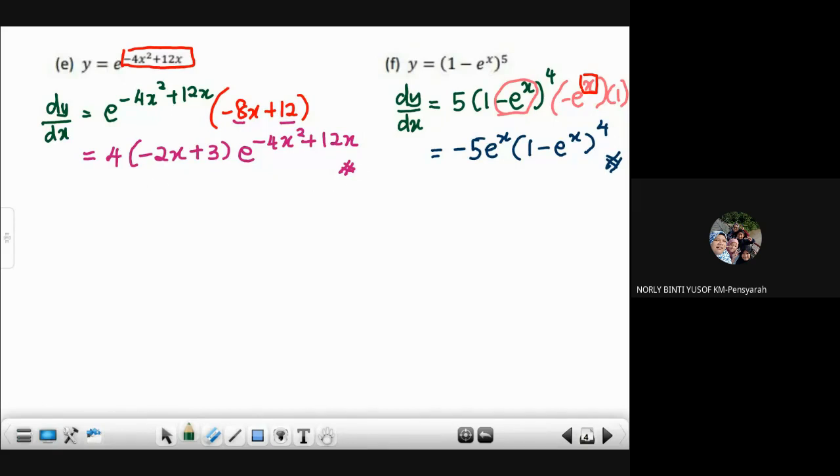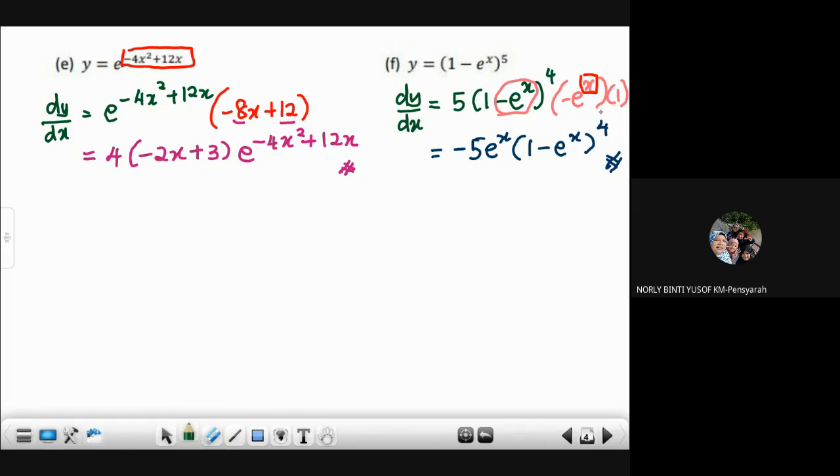F pun sama. You see power rule in the exponential function. So bring in front, power, the exponential function tulis balik, but the power decrease by 1, 5 minus 1. And differentiate inside the function of power 5 ni lah, but you see negative e power of x, the one that I circle. So differentiate the exponential function, write back exactly, and differentiate the x, you got 1.